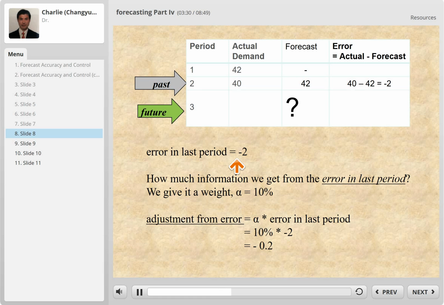Now we have a question. How much information do we have in that error in the last period? So we give it a weight. Let's say the error in the last period gives us 10% information. So we calculate the adjustment from the error, which is alpha equals 10% times the error in the last period. So alpha equals 10%, error in the last period is negative 2. We get negative 0.2.